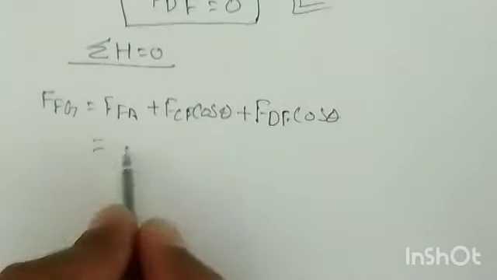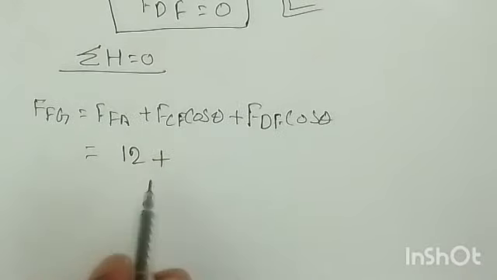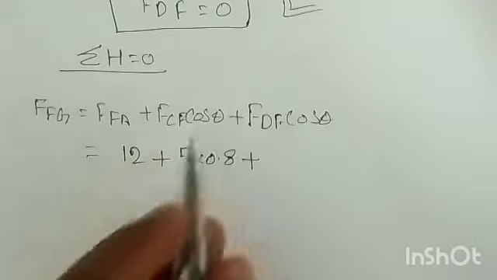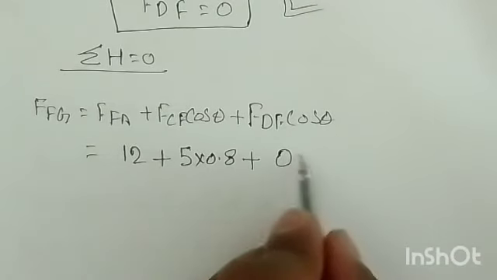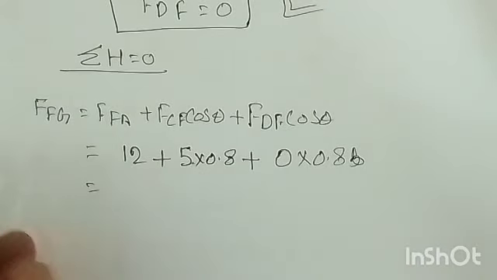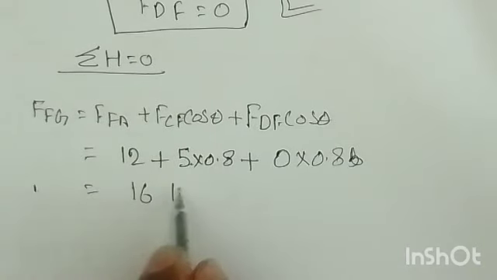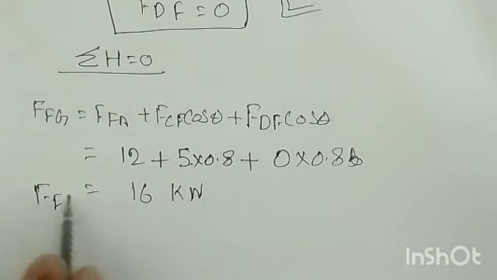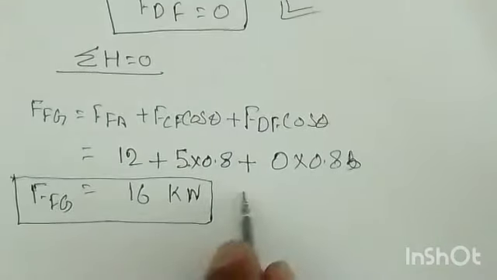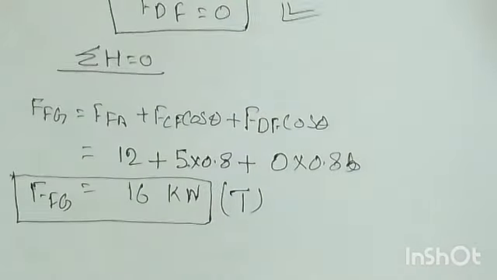Then FFG is equal to 12 plus FCF, which is 5 into 0.8, plus FDF is equal to 0. It won't affect, so 0 into 0.8, if you want you can write it, right? So 5 8s are 40 and 12 plus 40, this is 52 kilonewton, right? So this is the FFG we got, kilonewton. And what is its nature? That is tensile, so you can write T. Okay, it means we calculated the forces in the members which are connected at joint F, right?